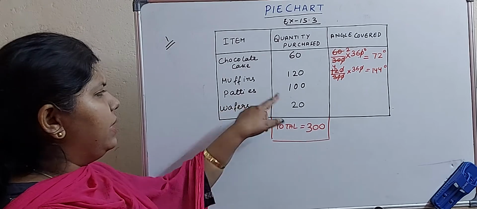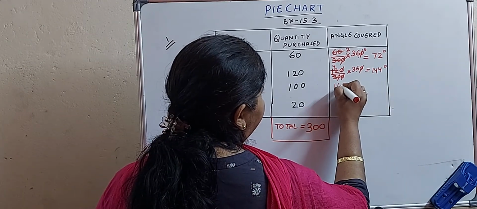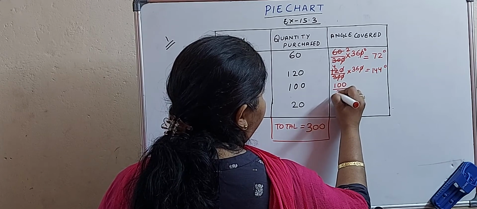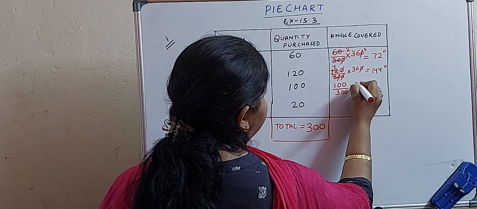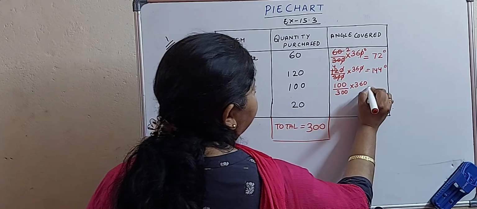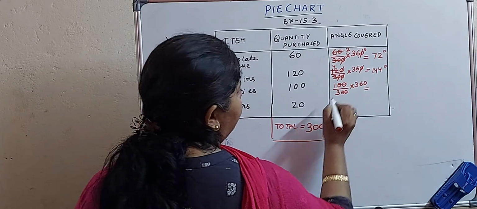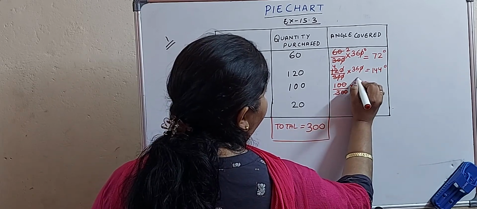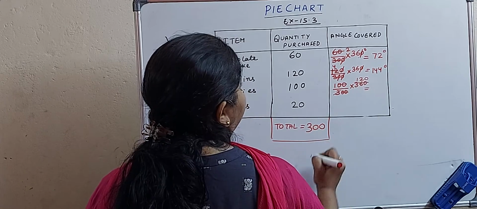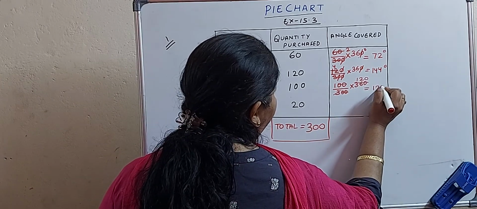Next item is patties. How much is it? 100. 100 by 300 into 360. How will we take this out? These 2 zeros and these 2 zeros got cut, and 3 into 120 is your 360. So the answer will be 120 degrees here.